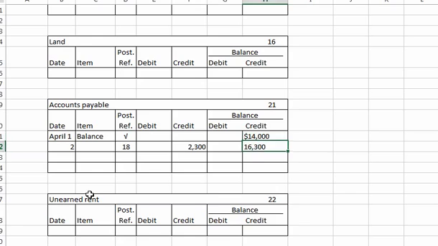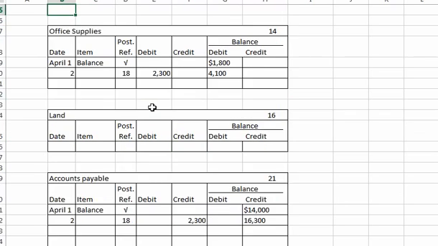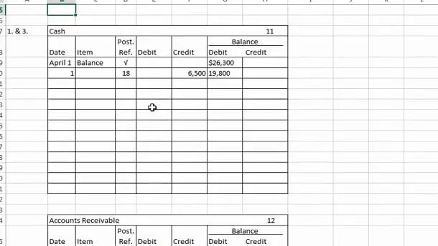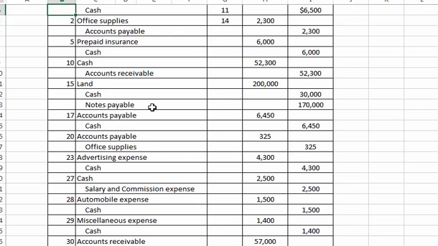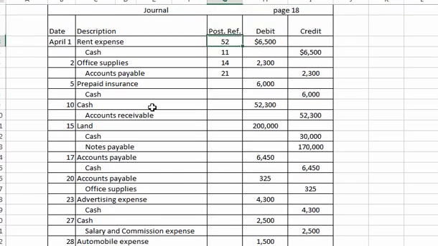The credit balance and a credit entry will add. 2 credits you add, 2 debits you add. If they're different, we'll subtract. Accounts payable is account number 21. So we'll come back up, and in the posting reference column of the journal, we'll put in 21, the account number it was posted to in the ledger. Our prepaid insurance is a debit on the 5th for $6,000.